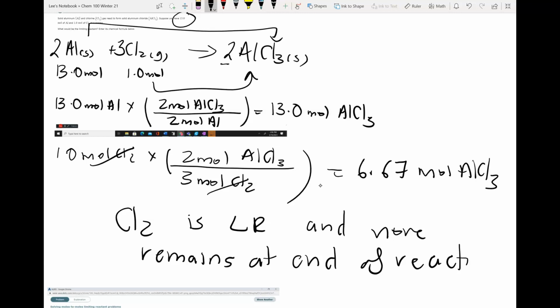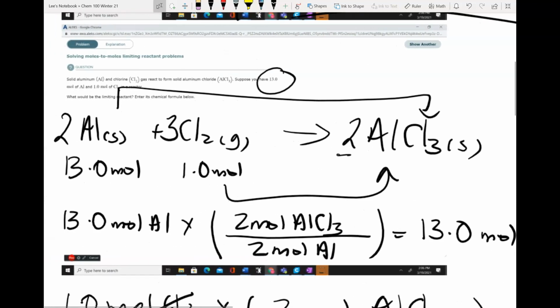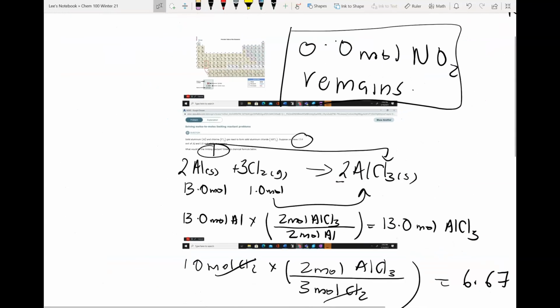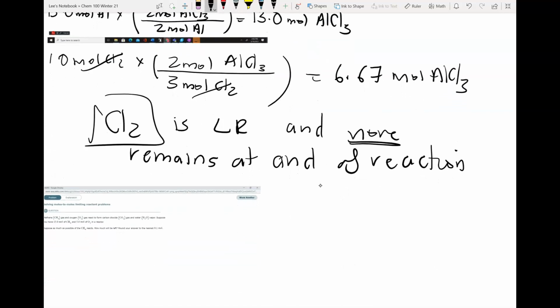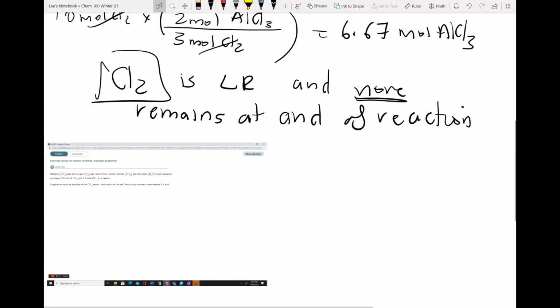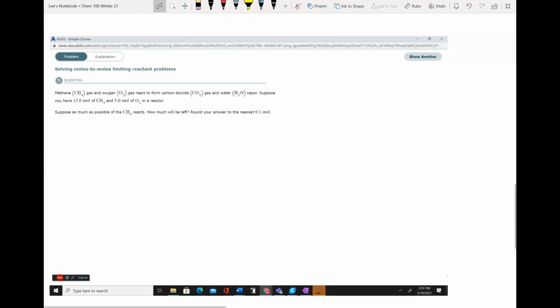The question is how much aluminum remains though, right? So for the limiting reactant, everything gets used up. So how much of the aluminum got used up, because that is that. What is the limit? Oh, we're actually done. It just says what would be the limiting reactant. So we got it. We figured out the limiting reactant. It is Cl2. All right. That was easy. Solving moles to moles, a limiting reactant problem.